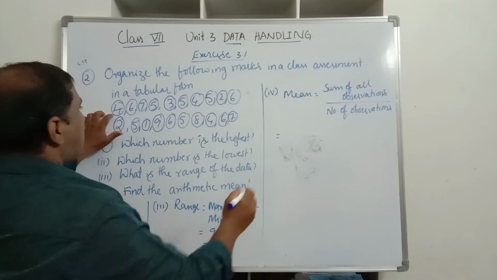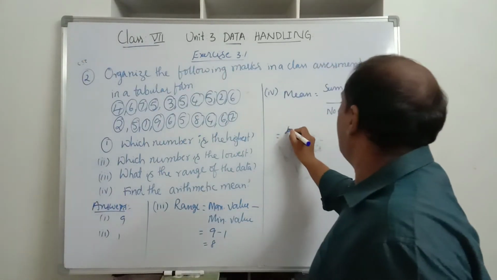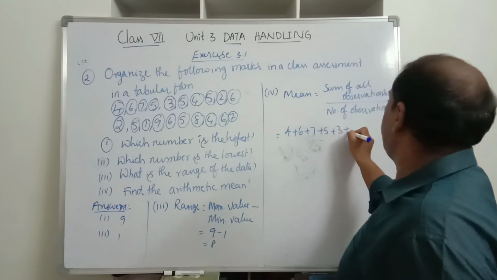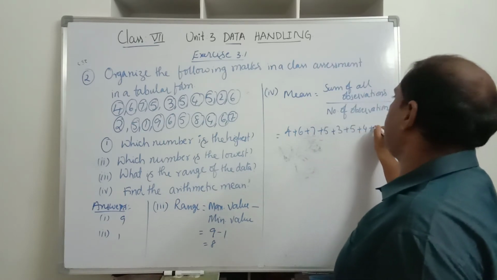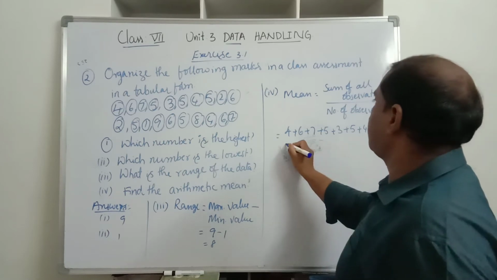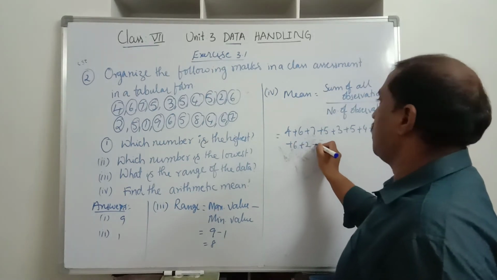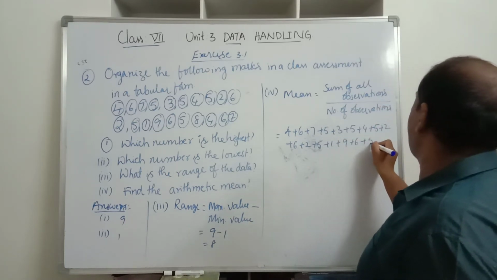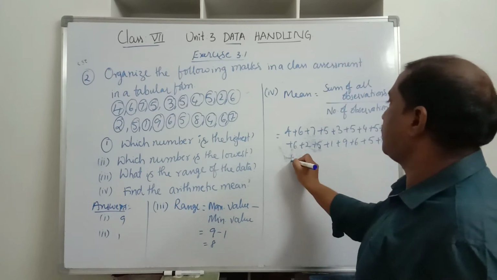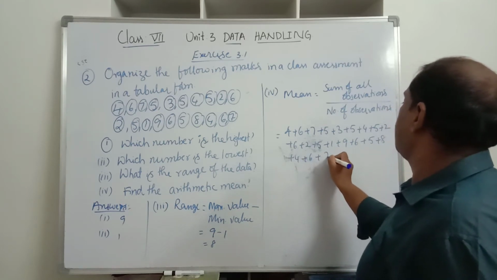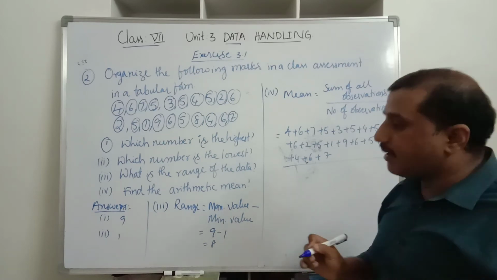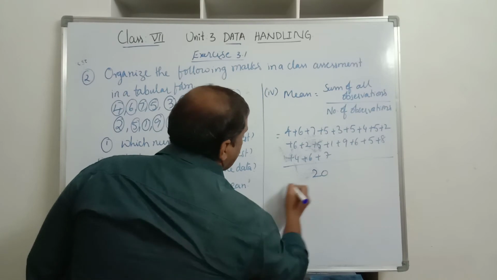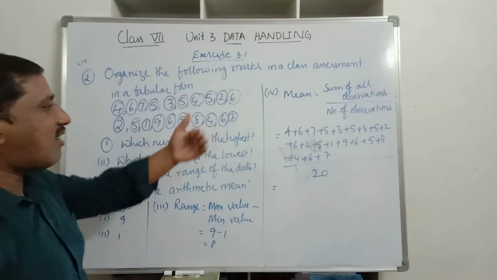That is equal to, what are the marks which we have scored here? It is 4 plus 6 plus 7 plus 5 plus 3 plus 5 plus 4 plus 5 plus 2 plus 6 plus 2 plus 5 plus 1 plus 9 plus 6 plus 5 plus 8 plus 4 plus 6 plus 7, whole divided by the number of observations. How many observations are there? Here there are 20 observations. Now add all the numbers.